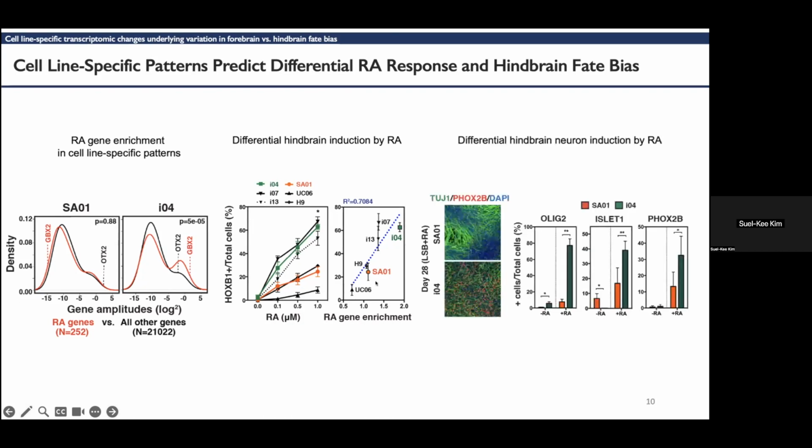Next, we tested this retinoic acid response on further neural differentiation, and the IO4 line generated more hindbrain neurons than SAO1. And all these findings demonstrate the predictive power of cell line specific signatures for the differentiation potential of individual lines.